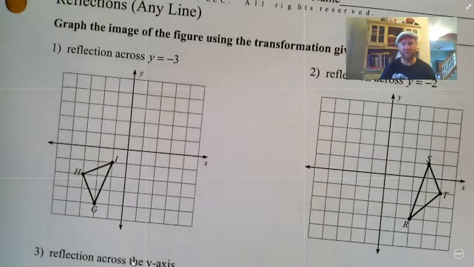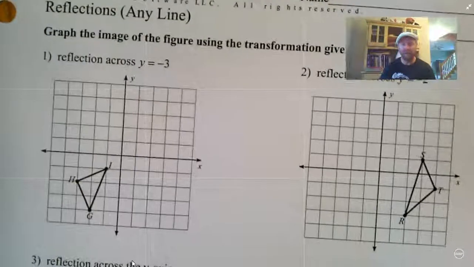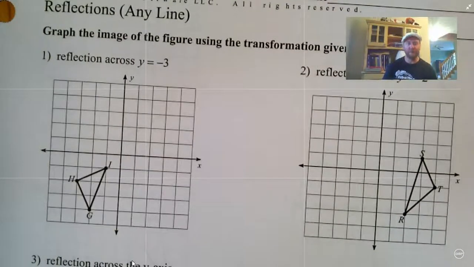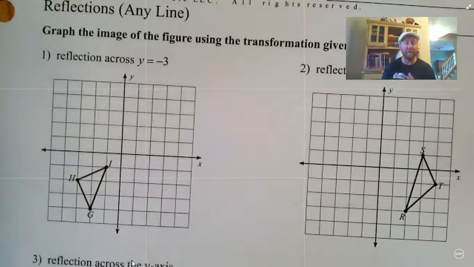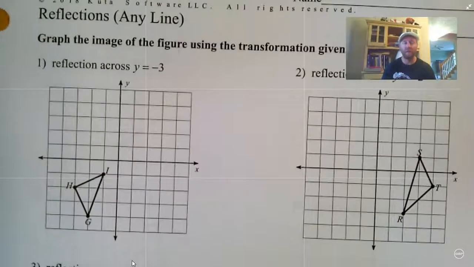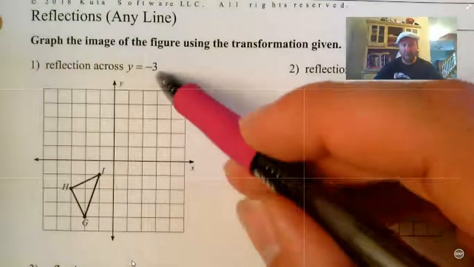All right, in this video, we're just going to be reflecting figures across different lines. Our options are the x-axis, the y-axis, or for that matter, any horizontal or vertical line, and then of course the line y equals x or y equals negative x. Let's see here. Y equals -3.